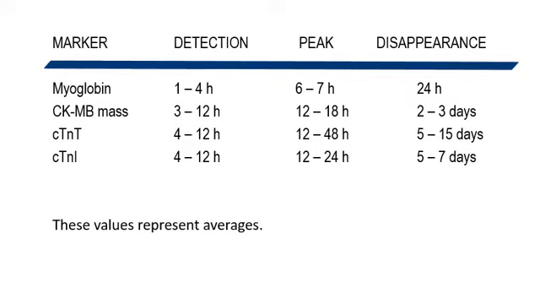So if the patient presents to us after 24 hours of the onset of his pain, we don't find any rise in the myoglobin. CKMB also rises later than the myoglobin, 3 to 12 hours, after 3 hours, and peaks within 12 hours, and remains for 2 days, and then disappears.